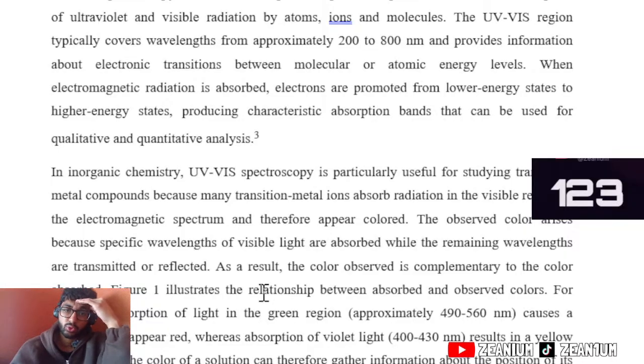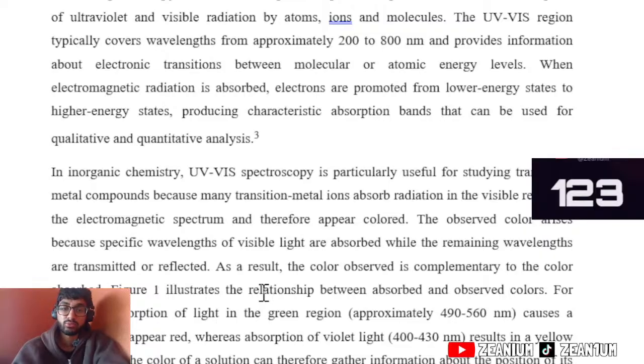UV spectroscopy in inorganic chemistry. UV spectroscopy is an electron spectroscopic technique that measures the absorption of ultraviolet and visible radiation by atoms, ions, and molecules. The UV region typically covers wavelengths from approximately 200 to 800 nanometers and provides information about electronic transitions between molecular or atomic energy levels.